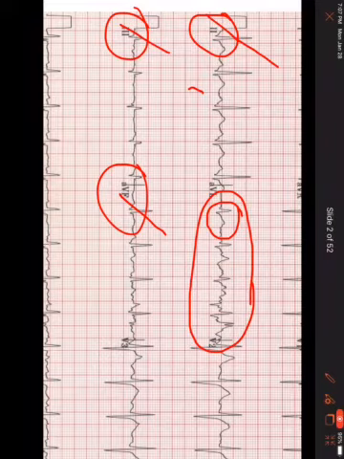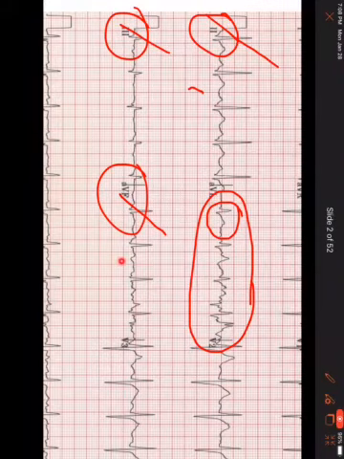So now, lead 2, I do not see any elevation. Lead 3, I certainly do not see any elevation. Again, I'll try to highlight what I would call my J point in lead 3, about right there, right at that junction where my S wave, or maybe in this case my R wave, hits the isoelectric line, and it's dead even with my isoelectric line.